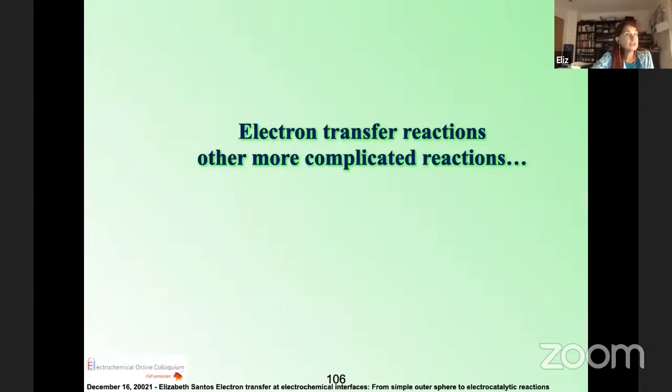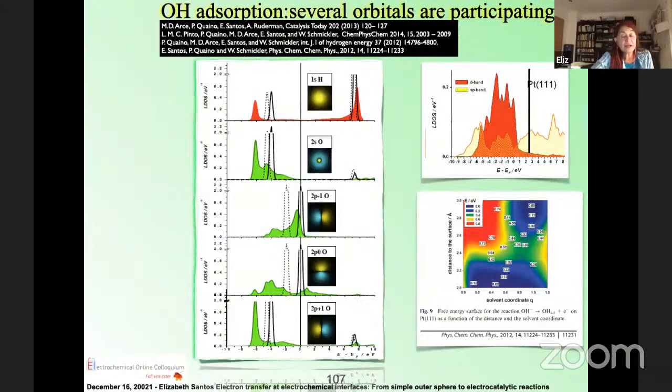Then with hydrogen it is relatively simple. The only orbital that is involved is the 1s orbital, but we can have more complicated reactants, like for example the adsorption of OH. Here we have many orbitals participating. We have a hydrogen and we have an oxygen. The 1s orbital of this hydrogen is interacting with the p orbital of the oxygen and forming bonding and anti-bonding orbitals between these two atoms.